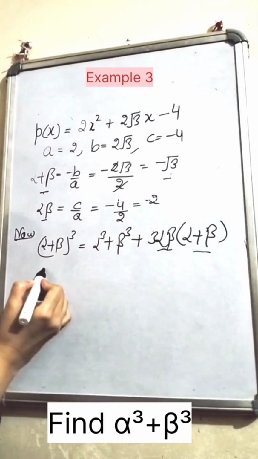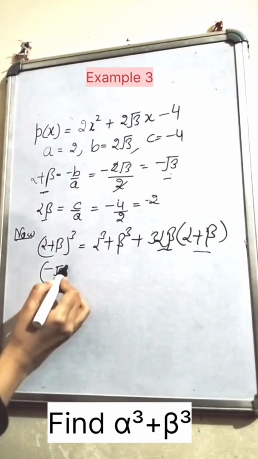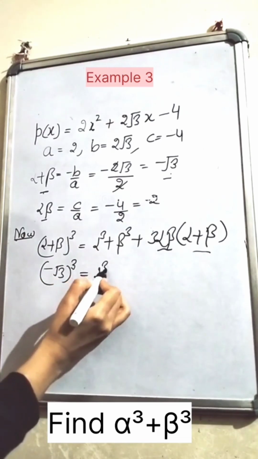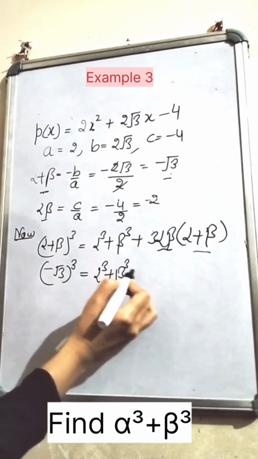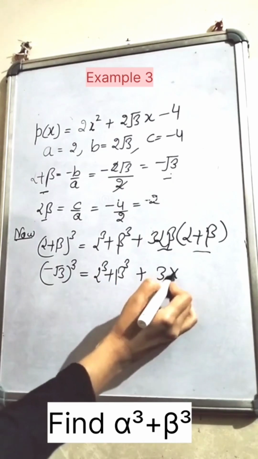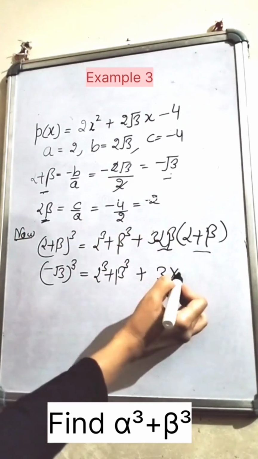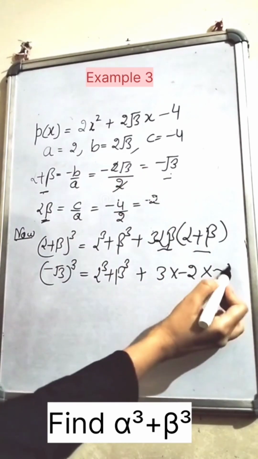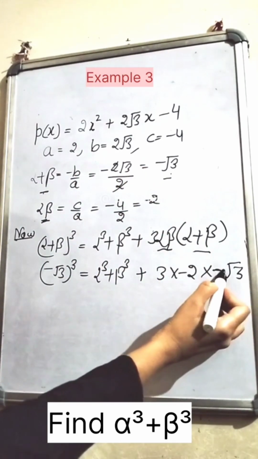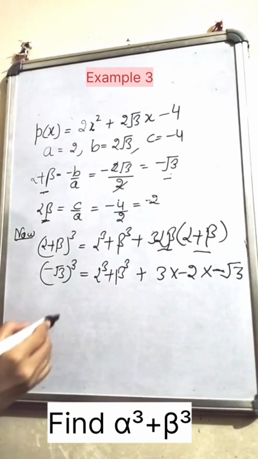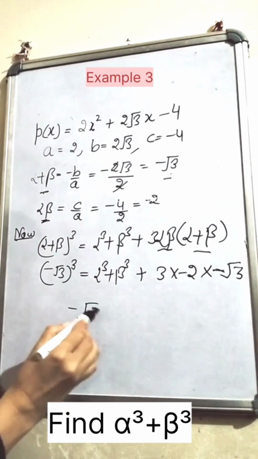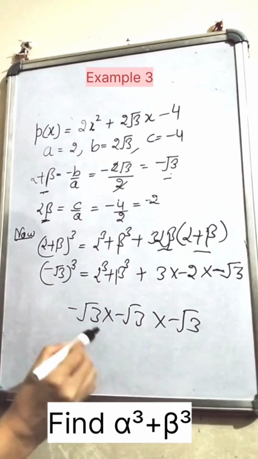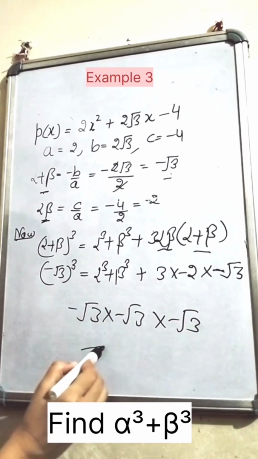Alpha plus beta is equal to minus root 3, cube is equal to alpha cube plus beta cube plus 3 alpha beta, whose value is minus 2. Alpha plus beta is minus root 3. Cube means minus root 3 into minus root 3 into minus root 3. Minus into minus plus, into minus is minus.